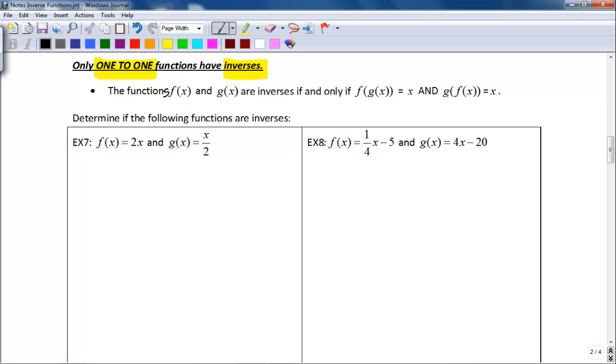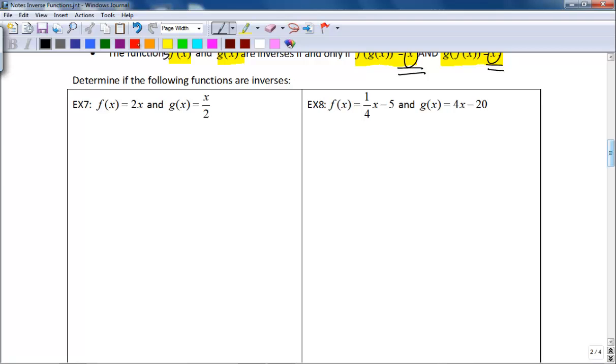The functions f of x and g of x are inverses of each other if you can compose f with g and get a result of x, and if you can compose g with f and get the result of x. So two functions are said to be inverses of each other if f of g of x is equal to x and g of f of x is equal to x. So let's determine if the next three examples are inverses of each other. Let's start with example 7.